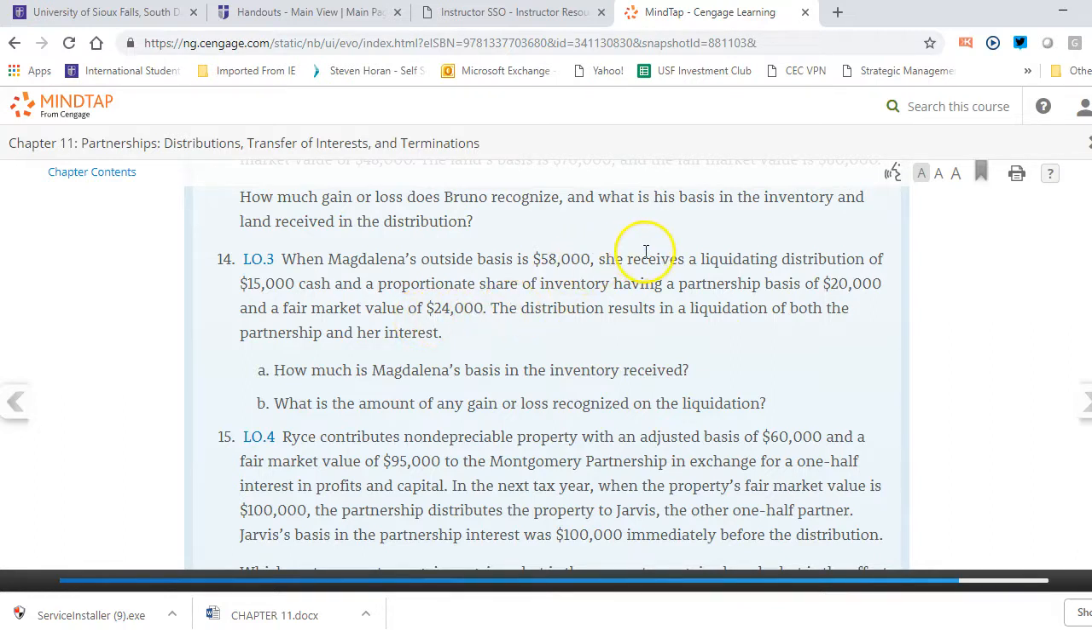So she's going to receive the carryover basis. Again, that's kind of been the common theme so far. So the 20,000 right there. Let me see if I said that right.